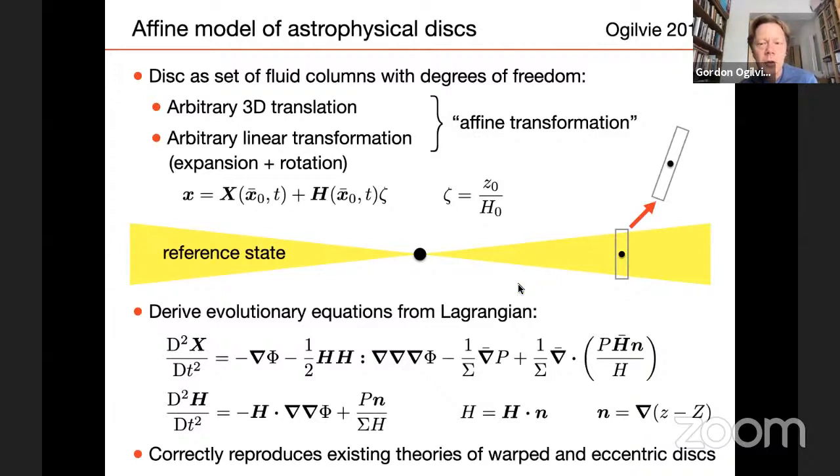And with a sort of minimal approximation, you can write down a Lagrangian for this system and then derive the evolutionary equations from that, which then inherits the right sort of conservation properties. So far, that's only been done for ideal fluids, but it does promisingly reproduce basically everything we know so far about warped and eccentric disks in terms of the global asymptotic theories.